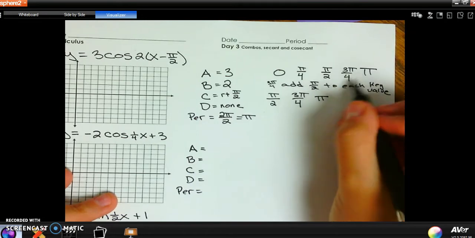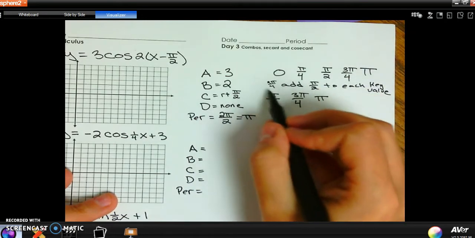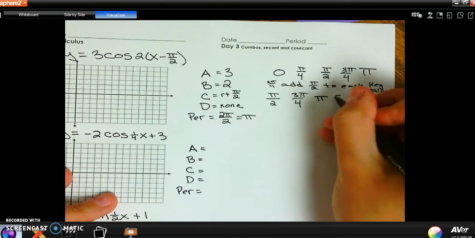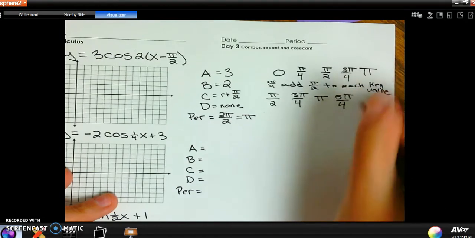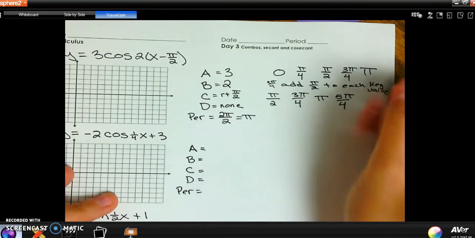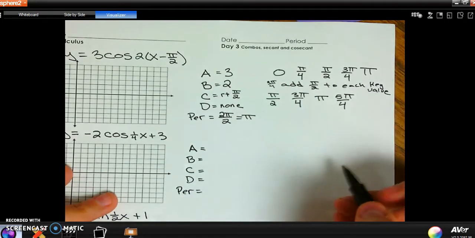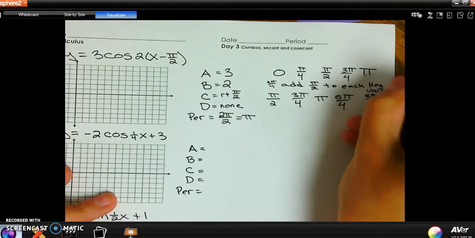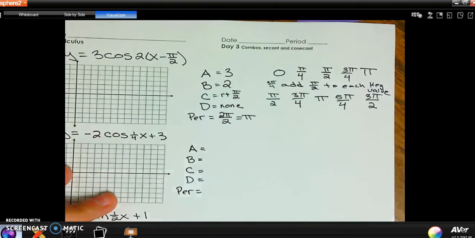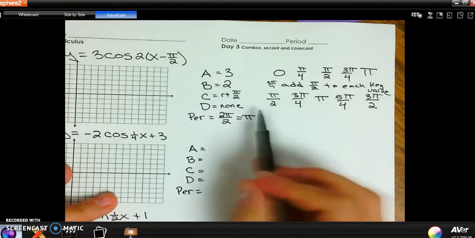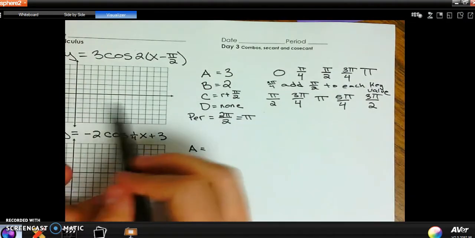And so then I need to add 3 pi over 4 to 2 pi over 4 to get my next key value. So that's 5 pi over 4. And again, that makes sense because that's bigger than pi. And then lastly, here, I'm basically saying pi plus a half is 1.5 pi, or you could say 3 pi over 2. So those are my new key values, and that's what I want to put on here.